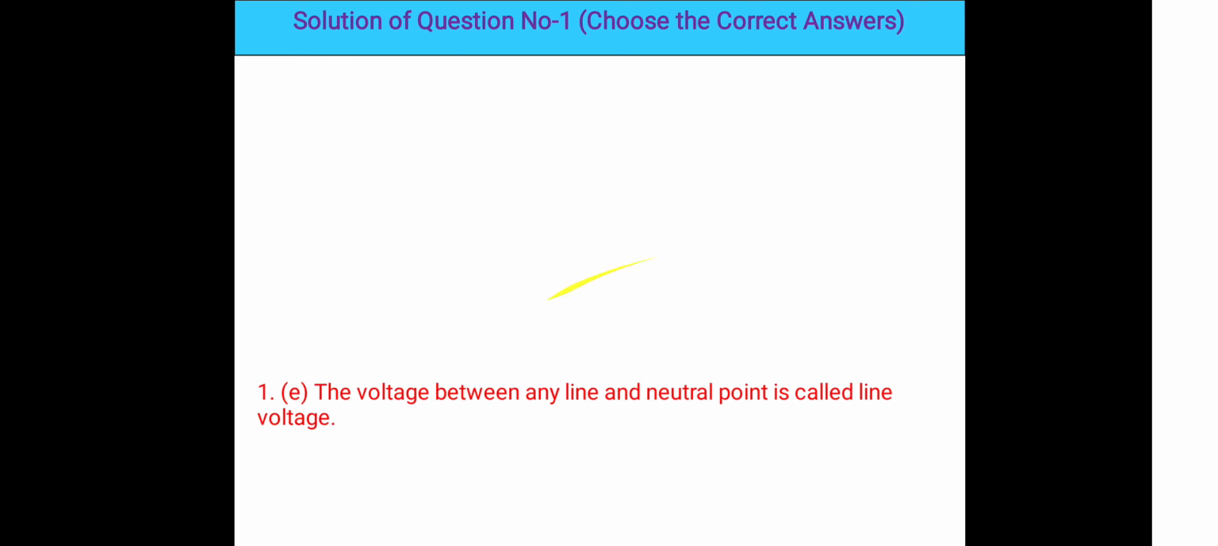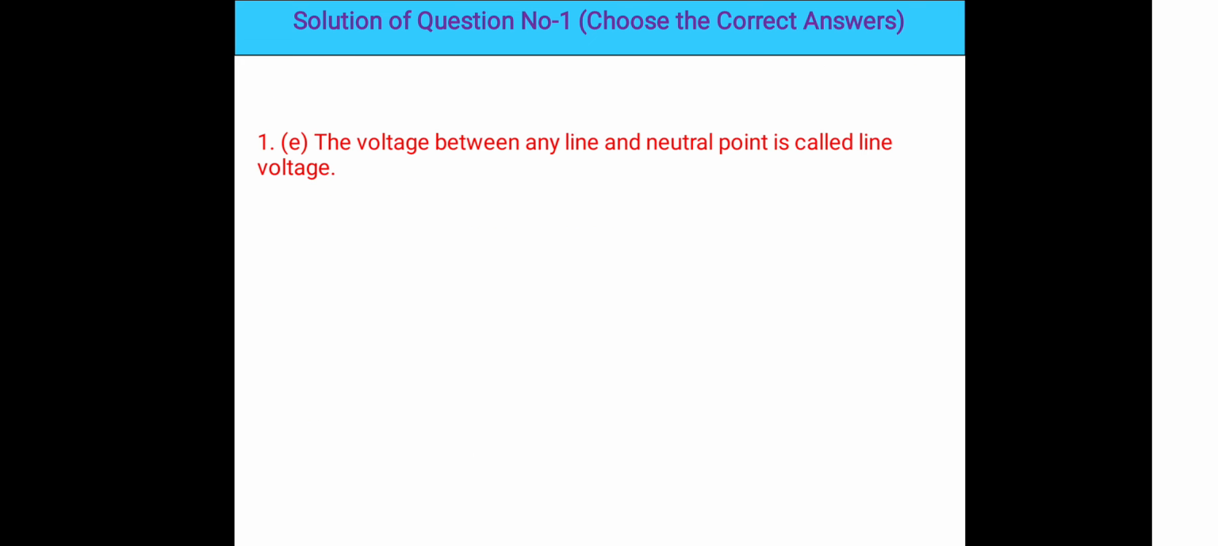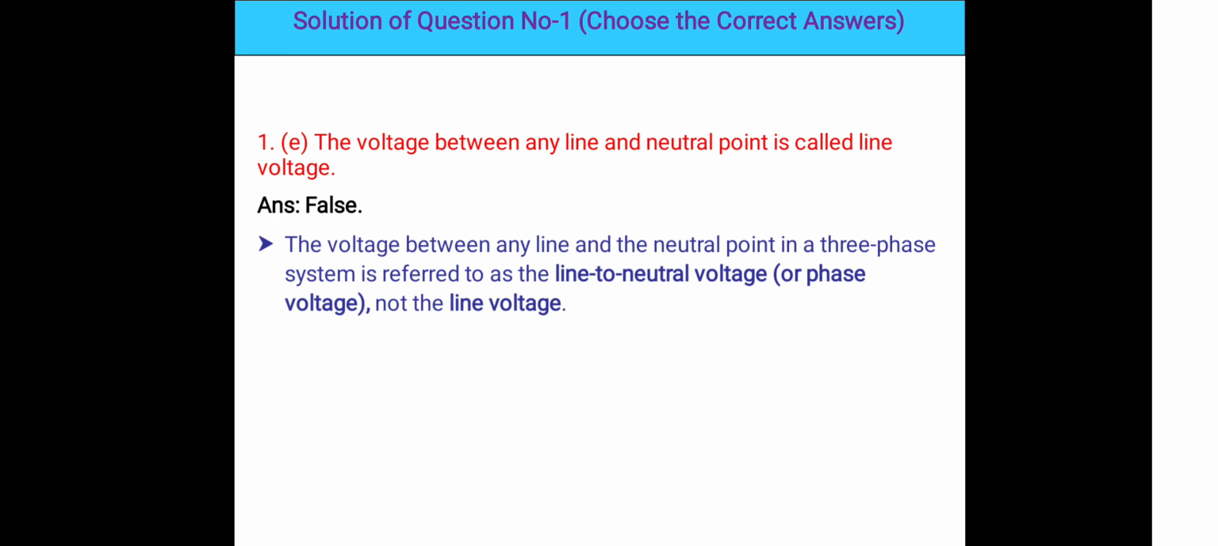So remember this line. Another: the voltage between any line and neutral point is called the line voltage. This statement is false because this is called the line to neutral voltage or phase voltage, not line voltage.